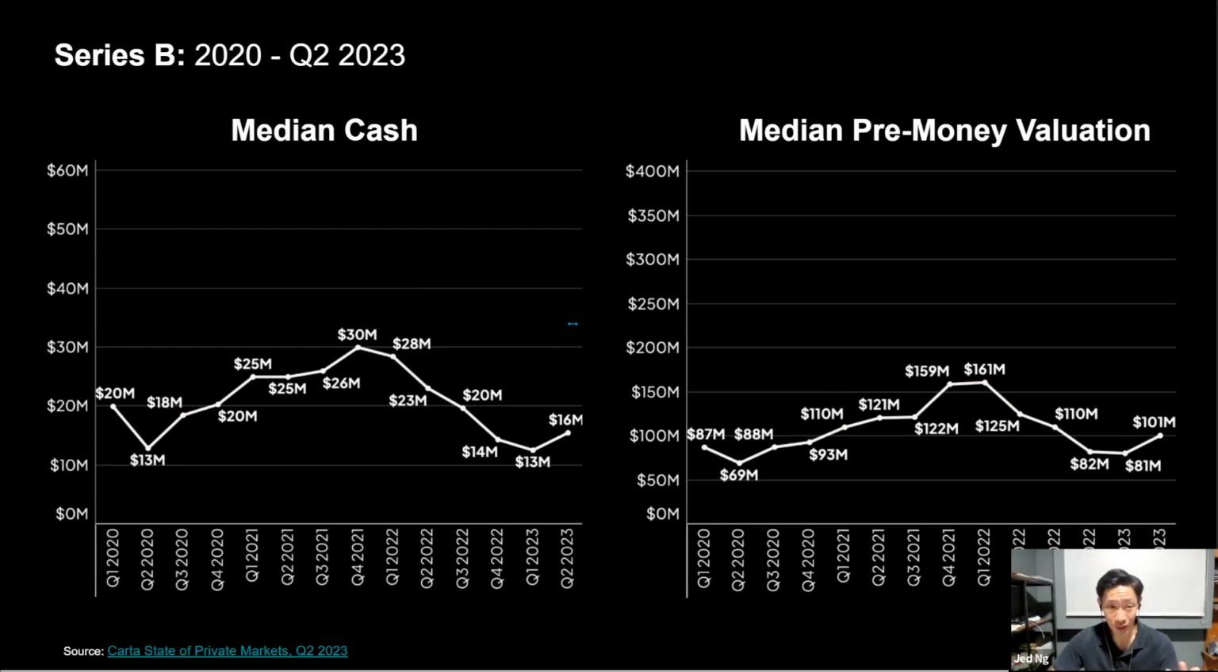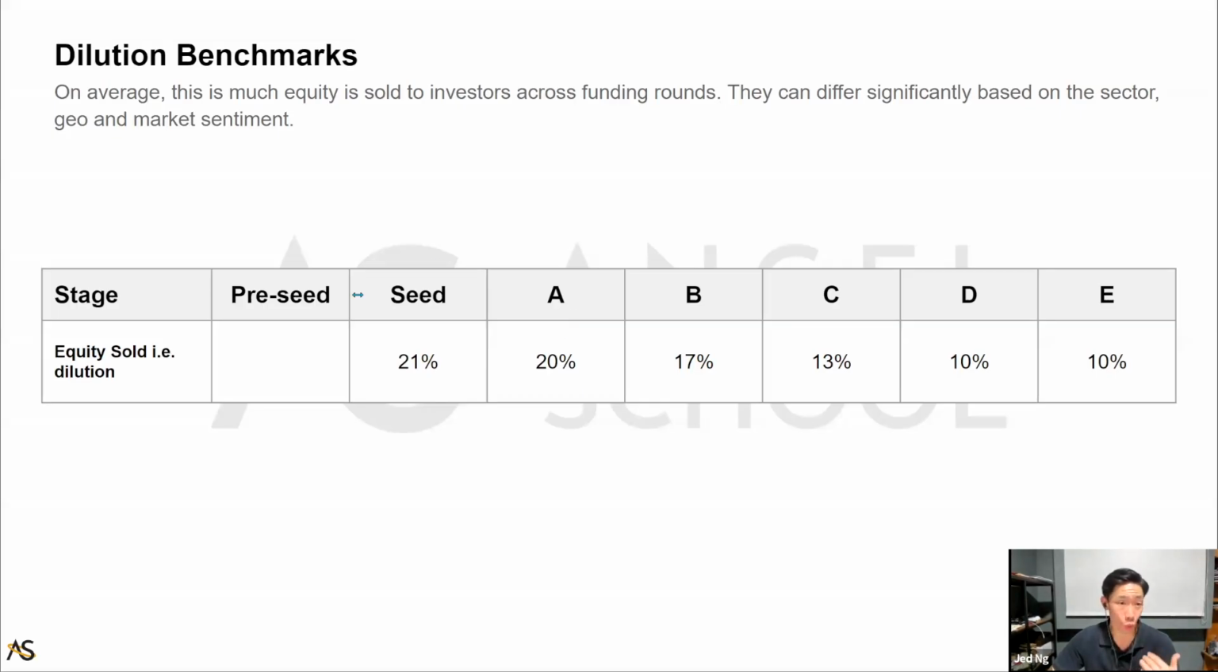So let's look at all of this, and based on this data, we can basically give dilution benchmarks. The benchmarks that we are relying on look like this. We're saying that when companies go from pre-seed to seed, on average, they will be selling 21% of the company to new investors. So that's 21% dilution. At Series A, we have 20% dilution. Series B, we have 17%. Series C, 13%. And then at the later stages, it drops down to 10% at Series D and E.